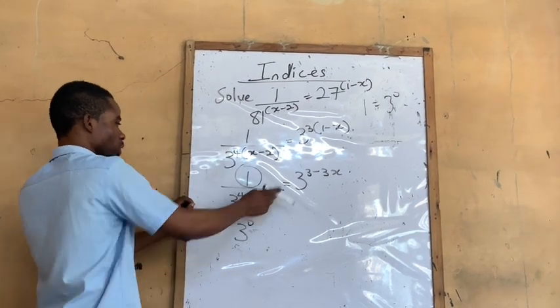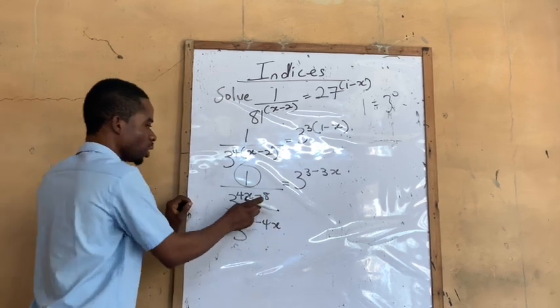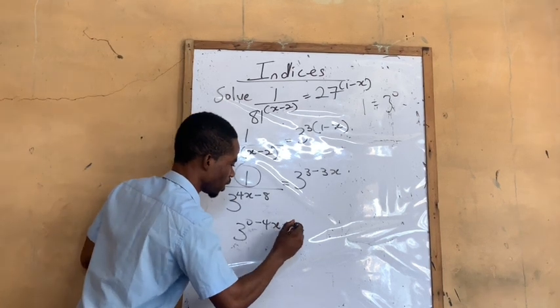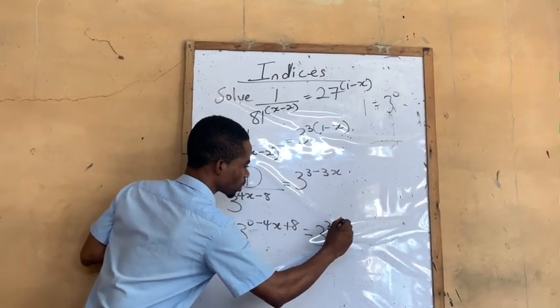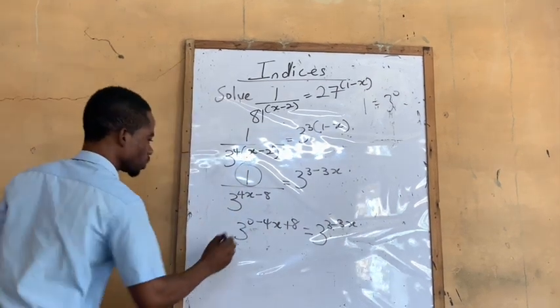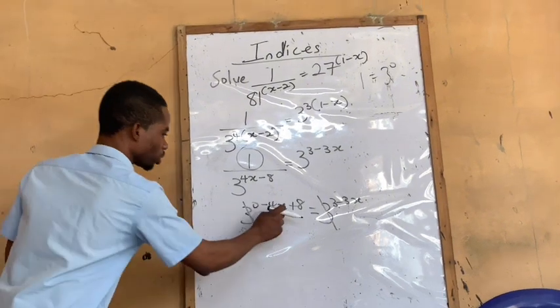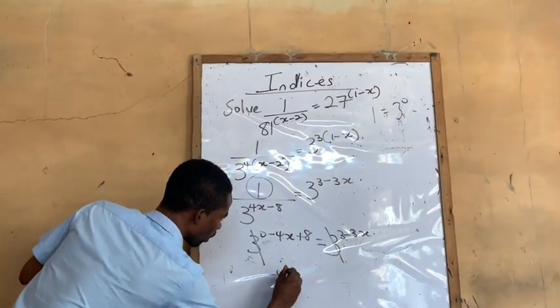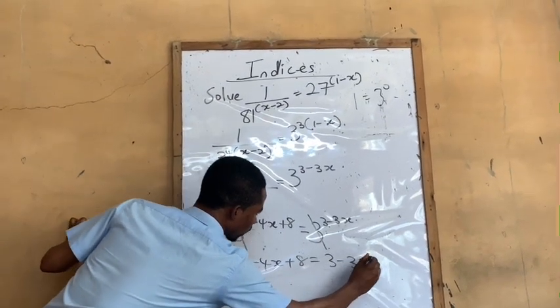So by the time I want to bring this one up now, it becomes minus 4x. No, imagine this one is minus 8. By the time it comes up, it becomes plus 8. Plus 8 equals 3 to the power 3 minus 3x. So this base cannot cancel this base. And you and I know that 0 minus 4x is still minus 4x. Minus 4x plus 8 equals 3 minus 3x.